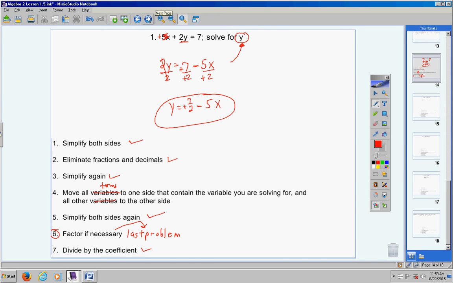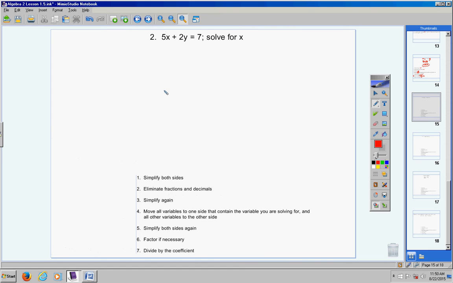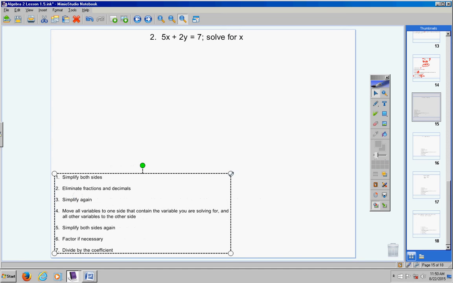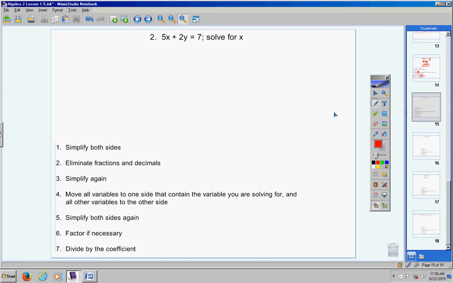Let's try another one. Let's take the exact same problem, now let's solve for x, okay? So let's take the same problem we just had, let's solve for x. Step 1, we're going to simplify both sides. There's nothing we can do. These are unlike terms, and I have one term over here. Get rid of fractions and decimals, there are none. Simplify again, there's nothing to do.